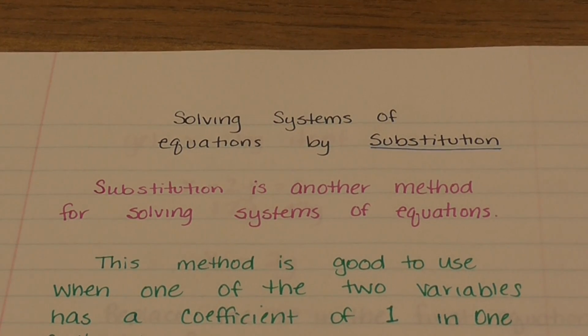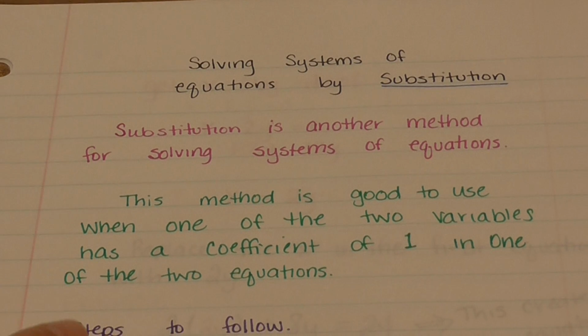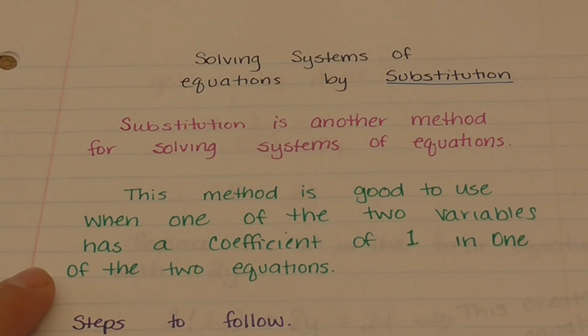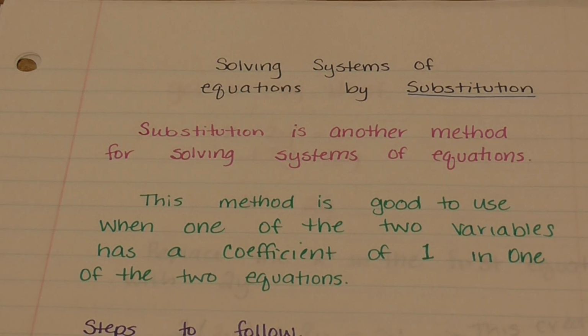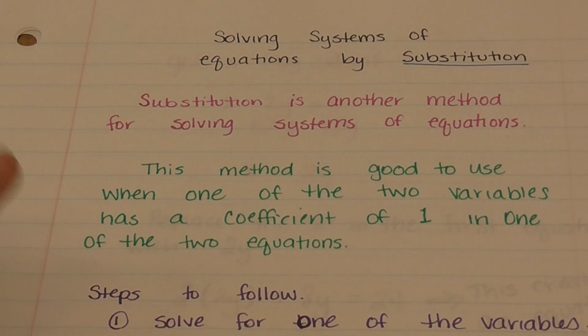Substitution is the last method that we're going to use to solve systems of equations. Substitution is where you solve for a variable and then substitute it into the other equation. So this method is good to use when one of the two variables has a coefficient of 1 in the two equations. So, steps to follow.